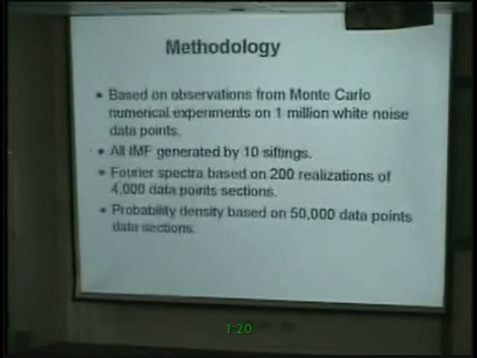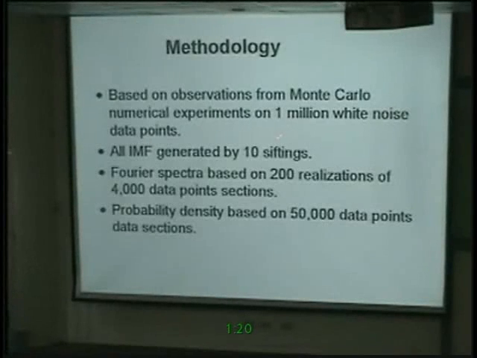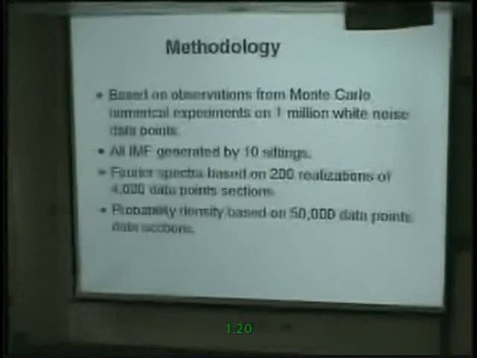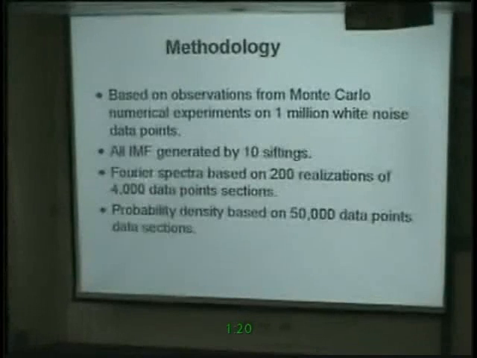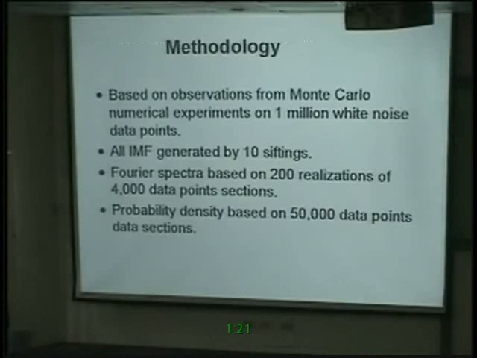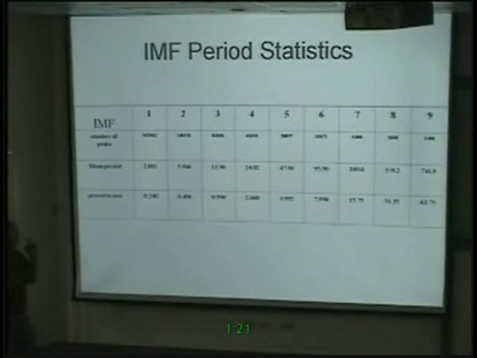This is based on a Monte Carlo experiment with 1 million points. We generated 1 million white noise points, and we cut it. We get the IMFs by 10 shiftings, instead of changing the stoppage criteria. The stoppage criterion we use here is strictly 10 shifting steps for each component. For the Fourier spectrum, we use 200 spectra, each consisting of 4,000 data points. And for the probability, we use 50,000 data points to generate this. I want to go at least to this view graph before I end this class.